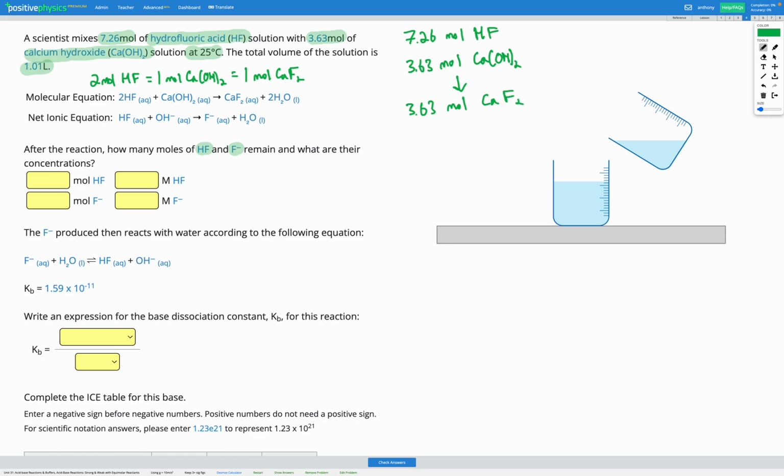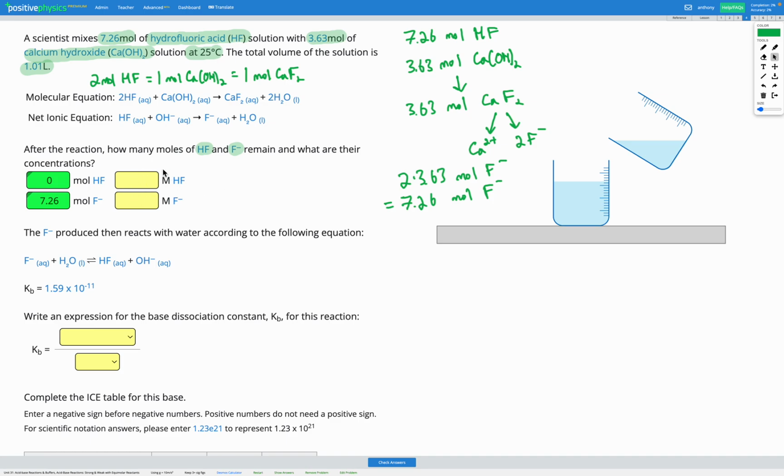We need to figure out how many moles of fluoride ions are going to be produced. Remember, calcium fluoride is made up of Ca2 plus and 2 F minus ions. So that means that in the end, we're going to have 2 times 3.63 moles of F minus ions, which is 7.26 moles of F minus ions. So let's go ahead and fill that in here. We know that all of our hydrofluoric acid got reacted, so we're going to have 0 left of that, and we know that that produced 7.26 moles of F minus ions.